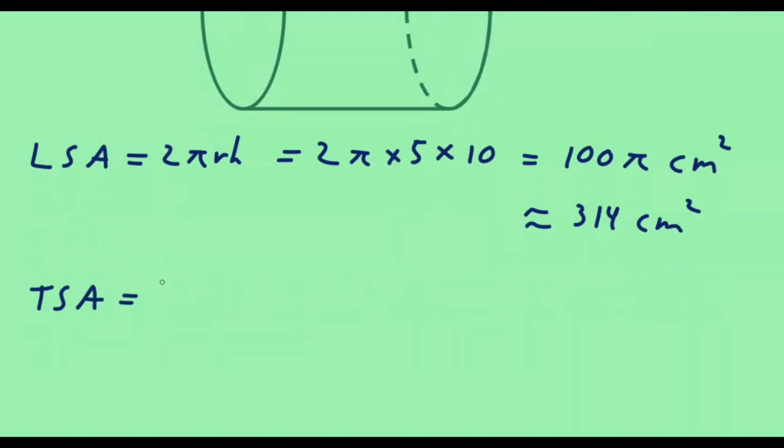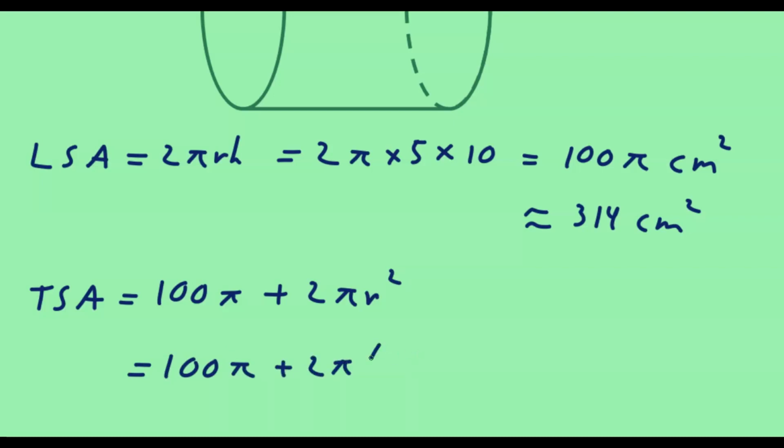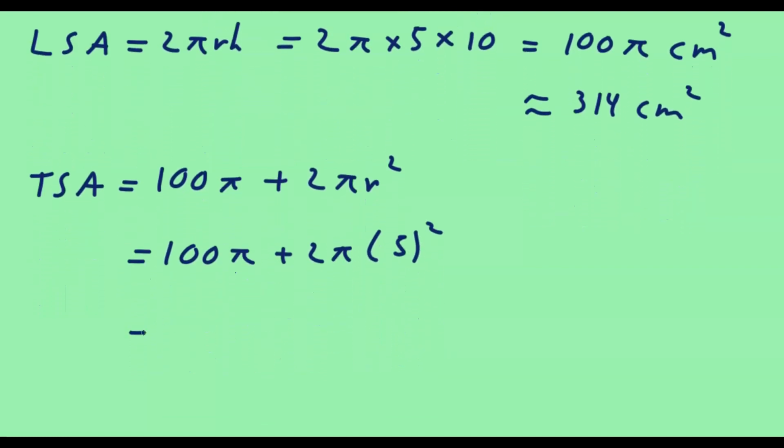Next, let us consider the total surface area. That will be the lateral surface area, which is 100 pi, plus 2 pi r squared. So we have 100 pi plus 2 pi times the square of the radius, which is 5. So what do we end up with? We have 100 pi plus 2 times 5 squared times pi. So 2 times 5 squared, that's 2 times 25, that's 50. So we have 50 pi.